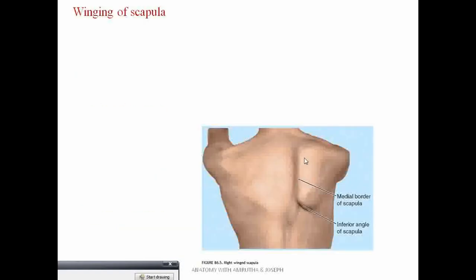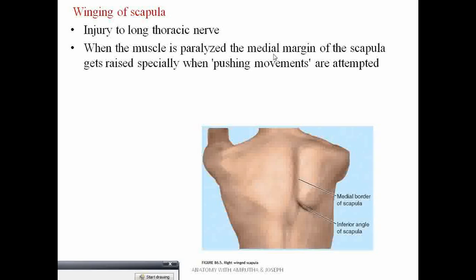Now this condition is called winging of the scapula, where you can clearly see that the right side has some anomalies, where the medial border of the scapula is very prominent. Even the inferior angle is also prominent. This happens when there is an injury to the long thoracic nerve. The long thoracic nerve is also called the nerve to Bell. This nerve supplies the serratus anterior. When the muscle is paralyzed, the medial margin of the scapula gets raised, especially when pushing and punching movements are done.